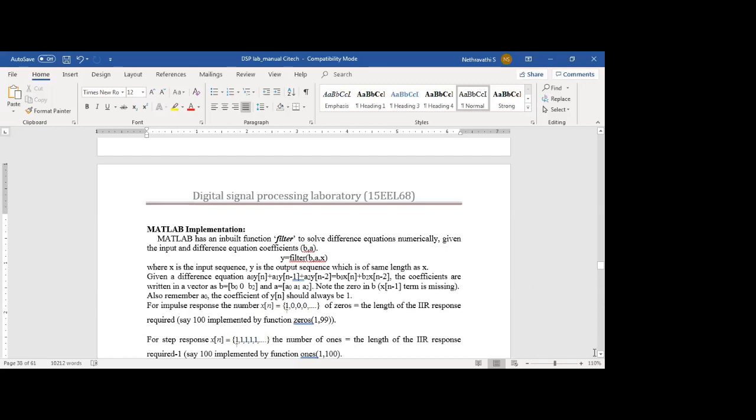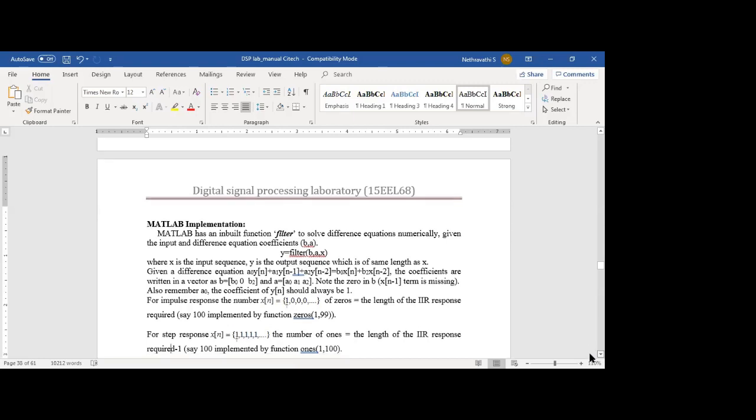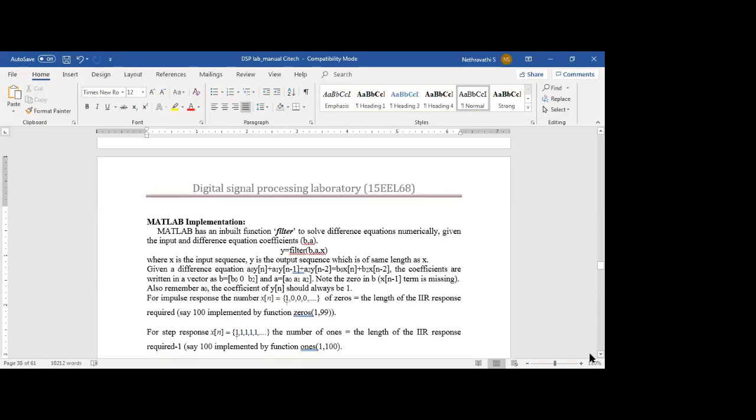Okay, if you just see in the next line, for the impulse response, the number of zeros, I have to fix the number. If I'm trying to give 100, what it will take here is that x of n will be 1 comma 0 0, up to 99 zeros. Okay, if I'm giving 100, the function will have 1 comma 99 zeros.